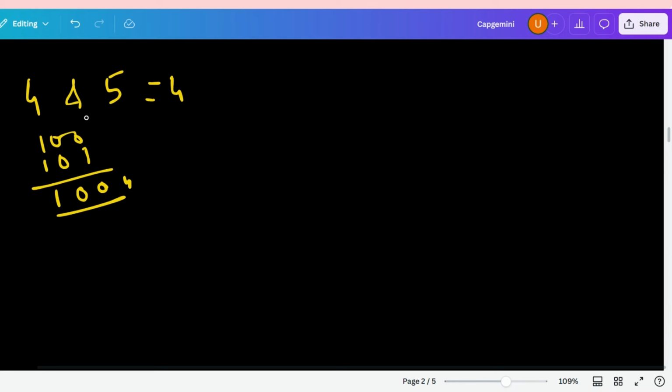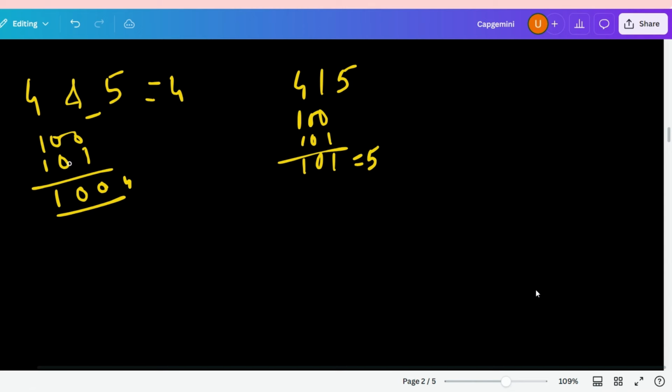Okay, so this is for AND operation, and for OR operation, 4 or 5. This is like a bitwise OR operation. For 4 this is equivalent to 100, for 5 this is equivalent to 101. For bitwise OR operation, if any of the bits is true, then the whole statement will be true. So 1 0 0, both are false, so it will be false. If any of the statements is true, then this will be true. So 1 0 1, that is 5. So this is equal to 5. I hope you understood.